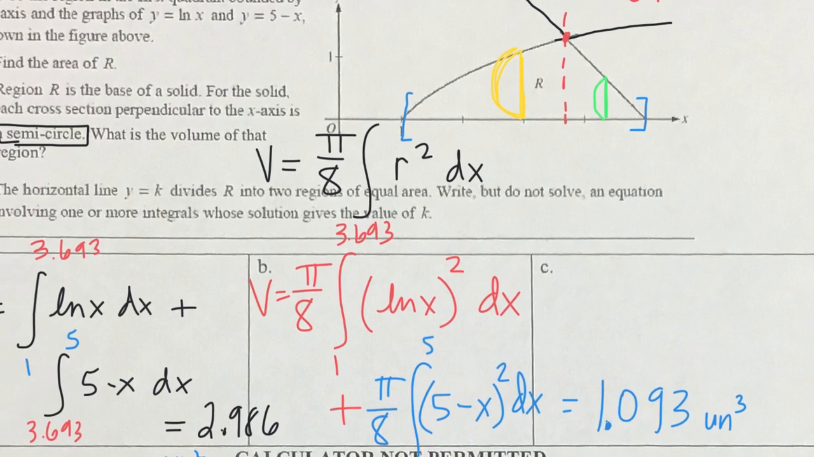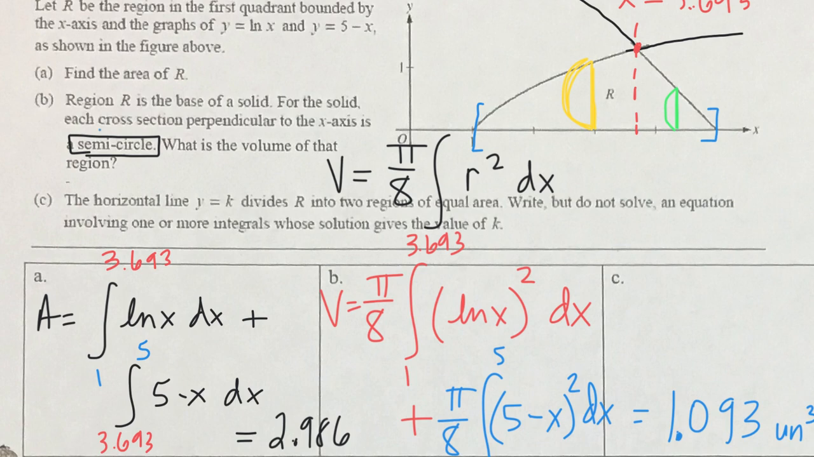Okay, so we're not rotating it around anything. We're just drawing a cross section. So we're drawing those pictures, basically building on top of this area. We're building semicircles on top of the area. Okay, so the third part says we have some line y equals k, which is a horizontal line, right? Y equals k is a horizontal line that divides the area into two equal regions. Write but don't solve an equation involving one or more integrals whose solution is the value of k.